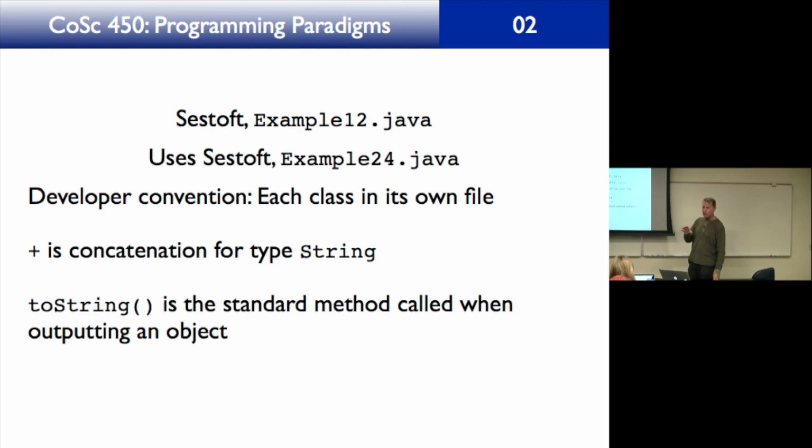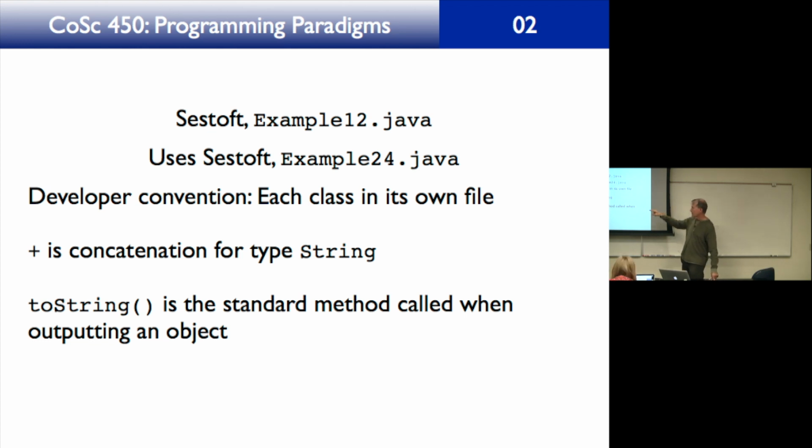When you use more than one class, the Java standard, as specified here, is that each class is in its own separate file. In our data structures program in C++, we frequently combine two different classes in one file, but with Java it's one class per file. So how does one class use another class? You organize them by putting them in the same package. Here, CoSc example 12.java uses CoSc example 24.java, so I have put those in the same package. I'll show you how I did that in NetBeans. The developer convention is each class is in its own file.